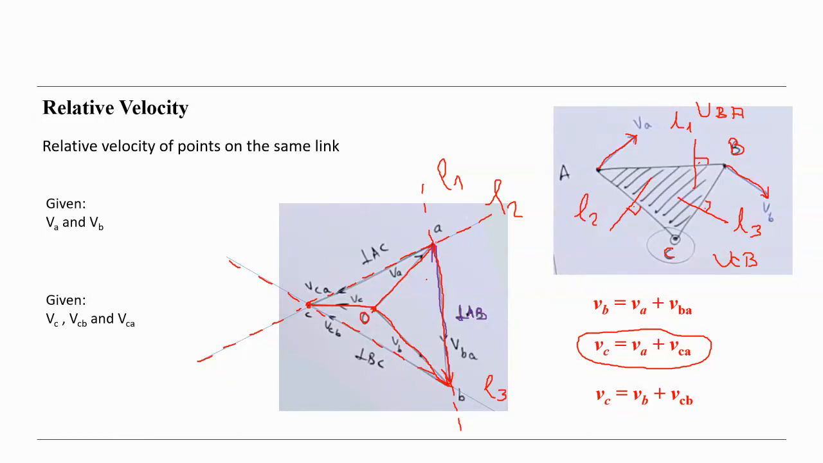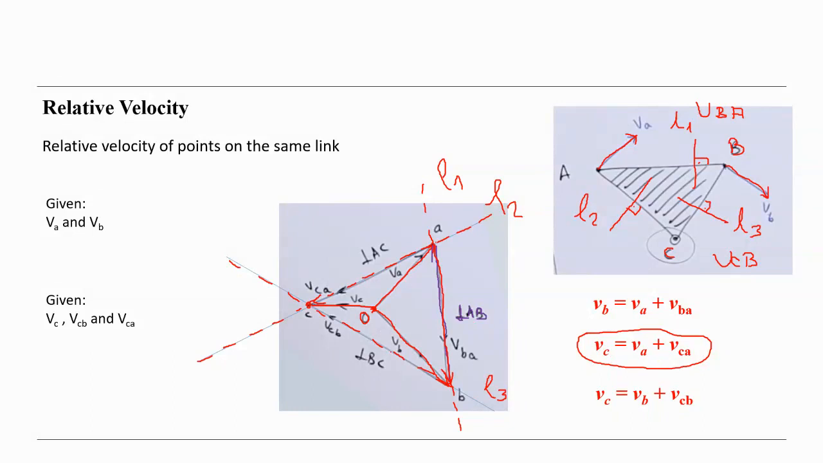So you see here, if we check these triangles of vectors, we can write, for example, VB is VA plus VBA, or VC is equal to VA plus VCA, or we can write VC is equal to VB plus VCB, or VC is equal to VA plus VCB.